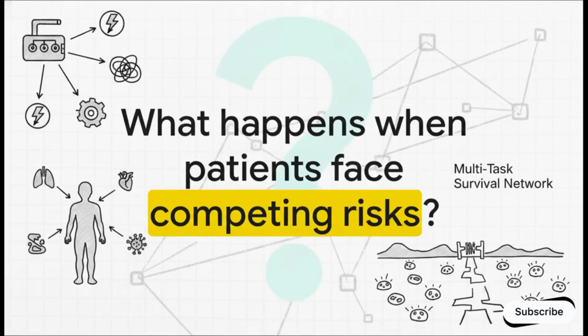But I want to leave you with a design challenge for your next system architecture. Standard Cox models assume there is only one way to fail. But what happens to your model when a machine can suffer from an electrical short, a mechanical fracture, or a software fault all at once? Or when a patient can succumb to more than one disease? This pushes us right into the chaotic, highly advanced frontier of competing risks and multitask survival networks.